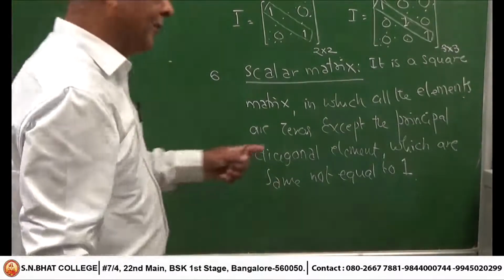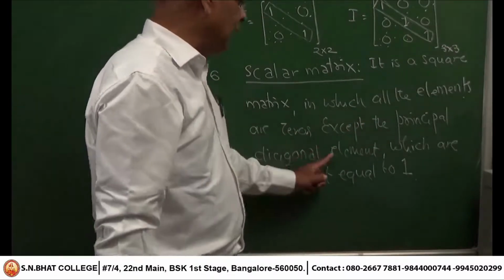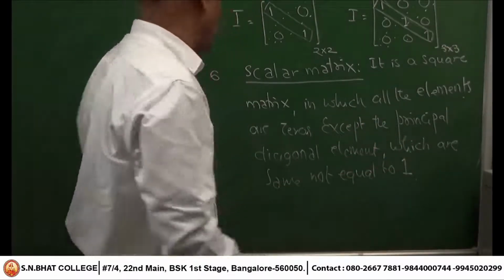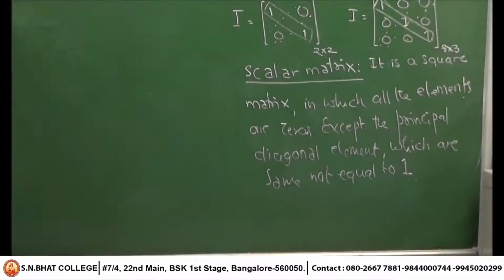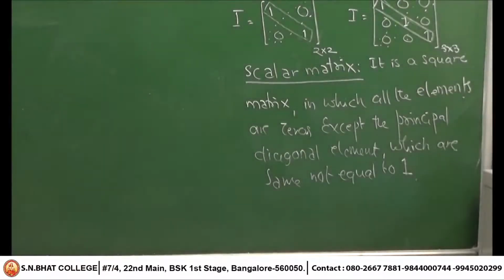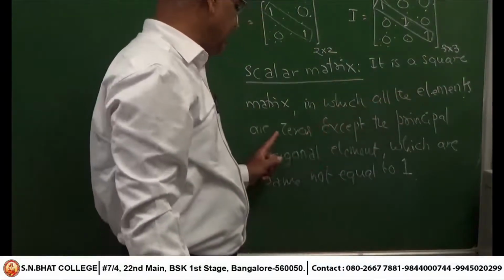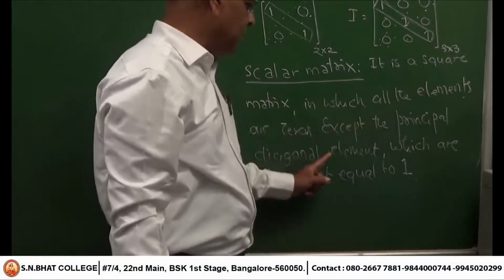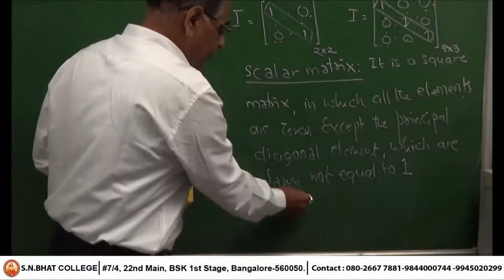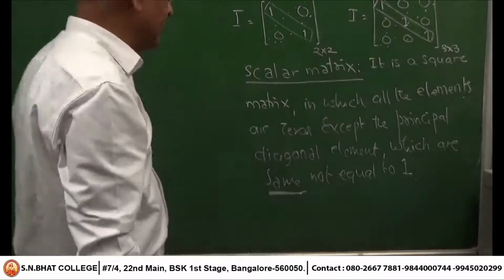A scalar matrix is a square matrix in which all the elements are zeros except the principal diagonal element, which are same, not equal to 1. If it is equal to 1, it becomes an identity matrix.